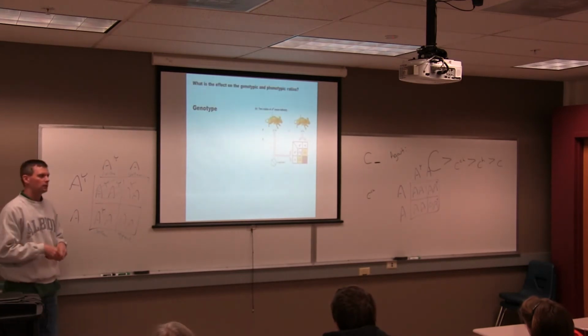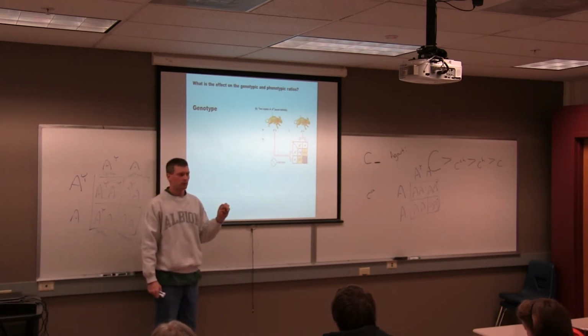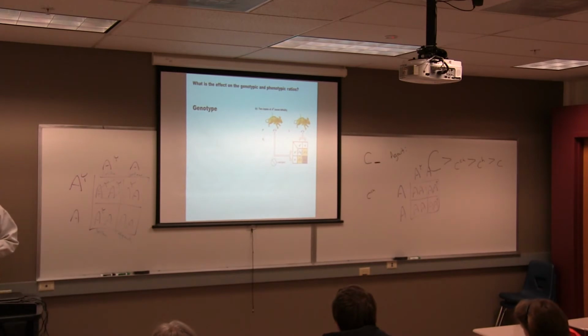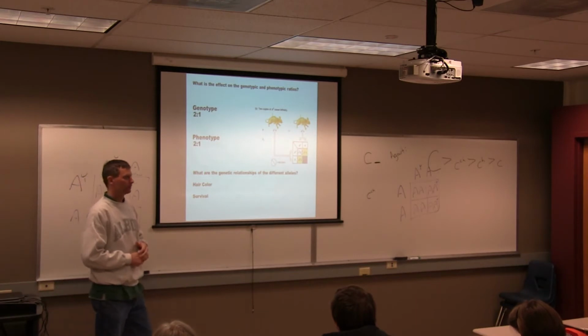What's the genotype ratio of this cross? 2 to 1. We're missing one of these guys. What's the phenotype ratio? 2 to 1. Right. Okay. Good.